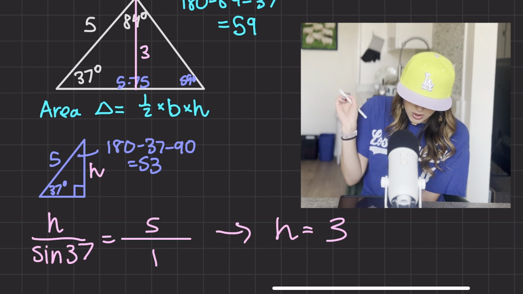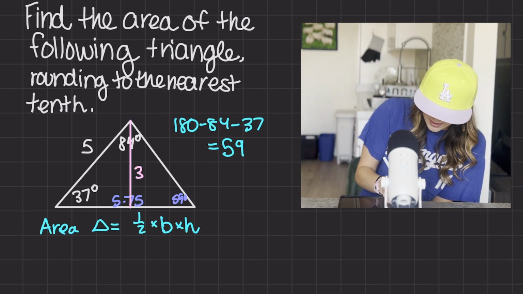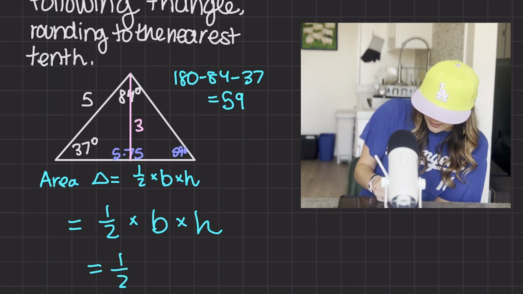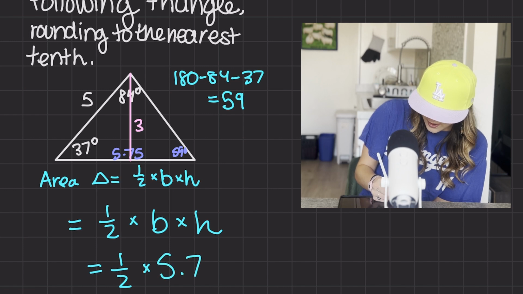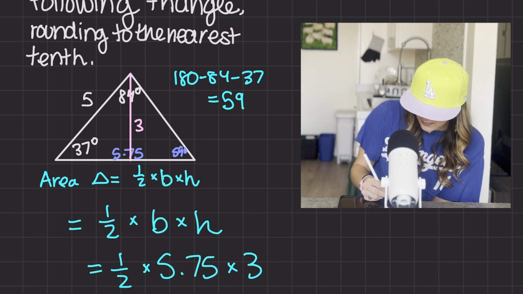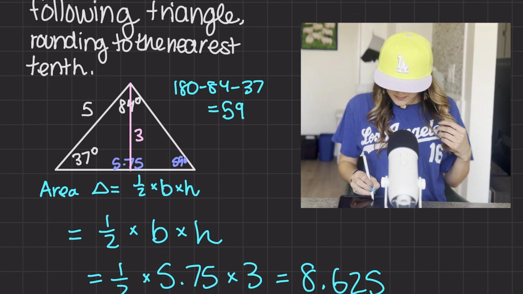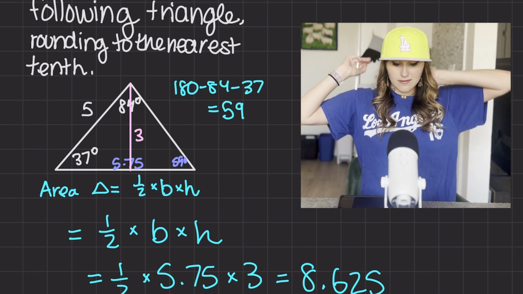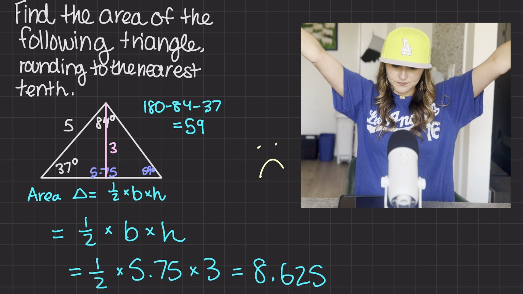Okay, let's figure out the area. Area is 1/2 times base times height. That is going to be 1/2 times 5.75 times 3. And we don't have to label it because there's no given units. So that's all I got for you. That's the area of that triangle. Of course, I forgot to follow my own instructions, but we have to round to the nearest tenth. So my actual answer is going to be 8.6.